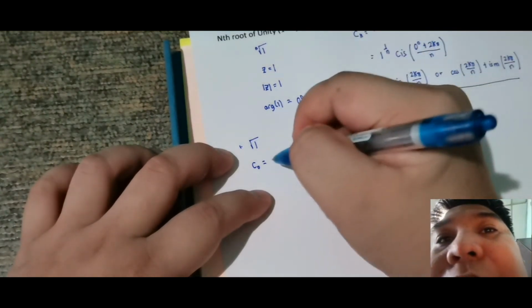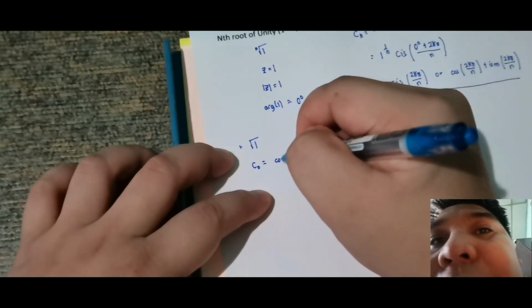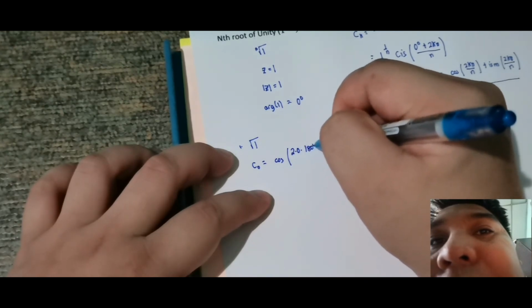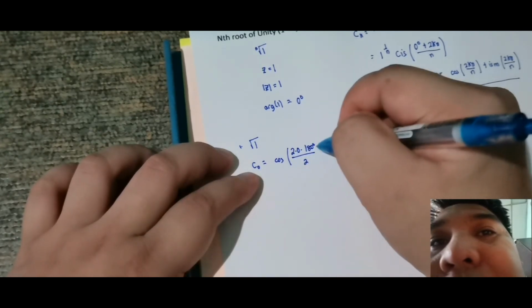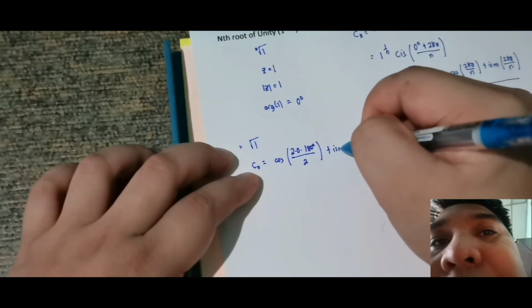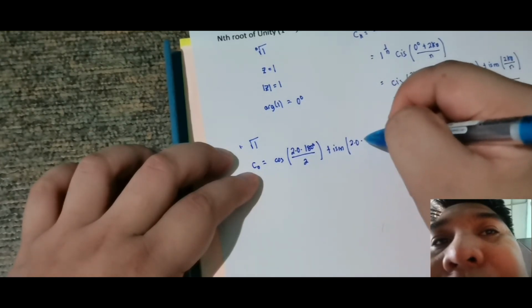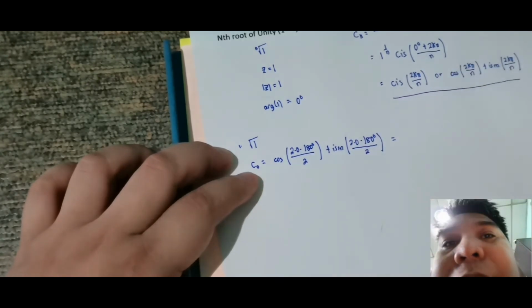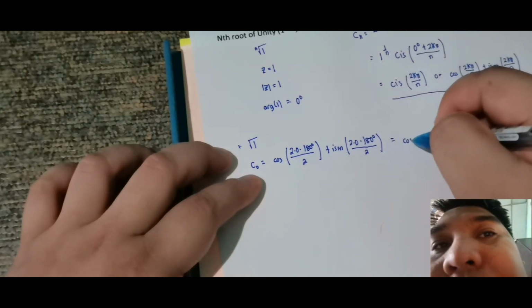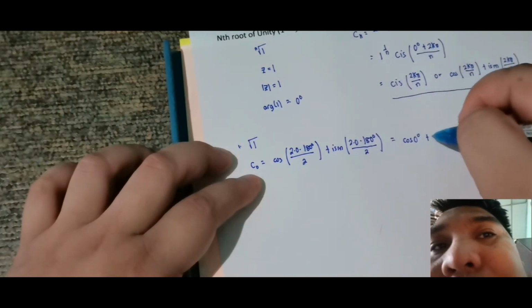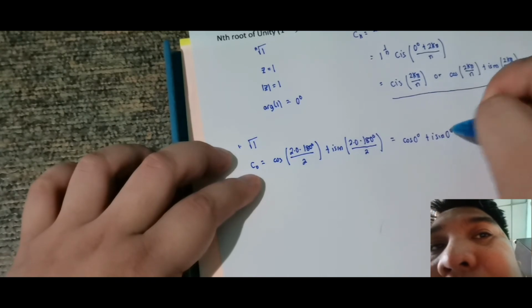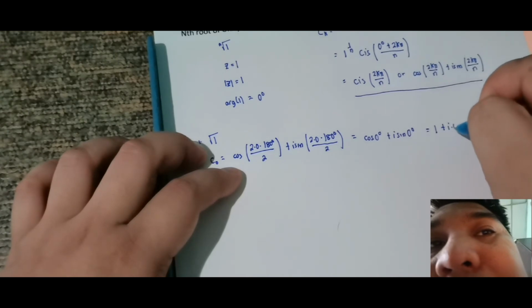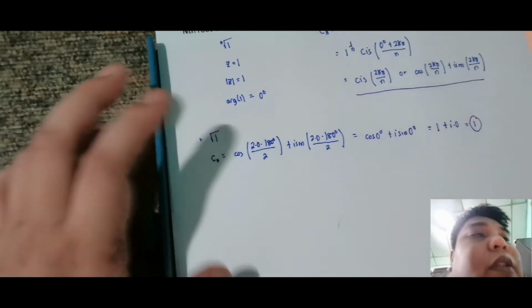Okay, so for C sub 0, that is cosine of 2 times 0 times 180 degrees all over 2, kasi dalawa yan. Then plus i sine of 2 times 0 times 180 degrees all over 2, which is simply cosine 0 degrees plus i sine 0 degrees. Note that cosine 0 degrees is 1 plus i times 0, which is equal sa 1. So tama, 1 yung isa.